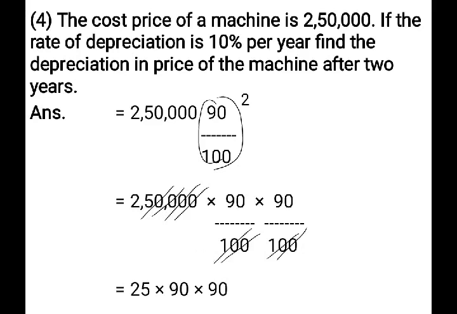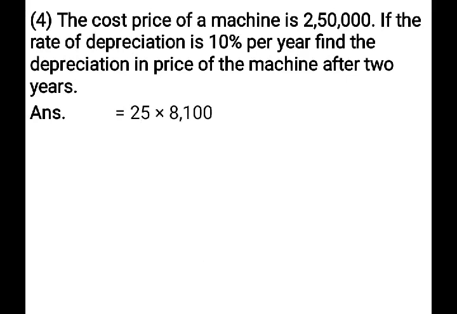In square of 90 there are 2 zeros, so you have to put last 2 zeros. Then square of 9 is 81. So square of 90 is 8,100. That is equal to 25 into 8,100. Now you have to multiply 8,100 into 25.